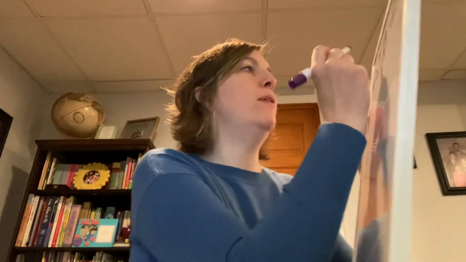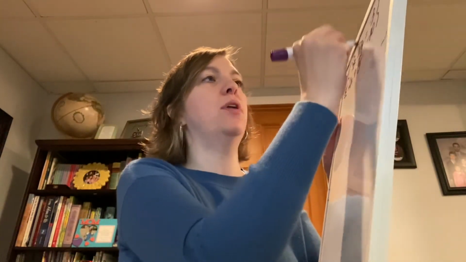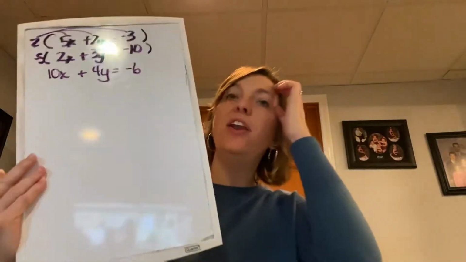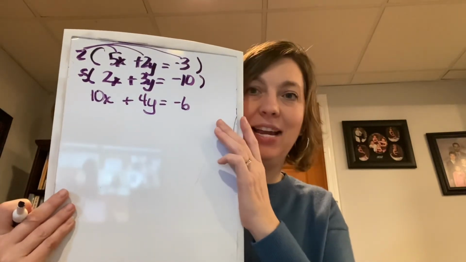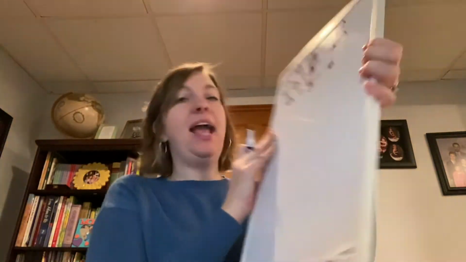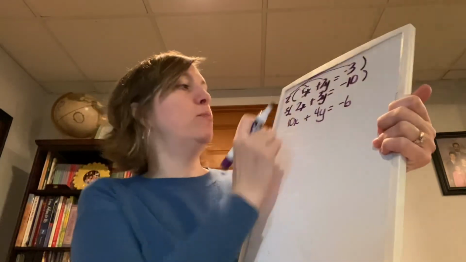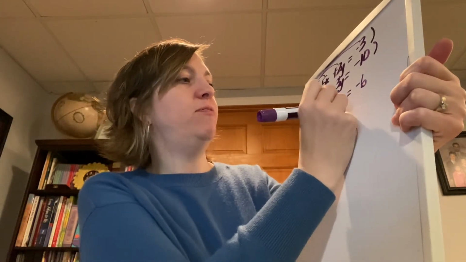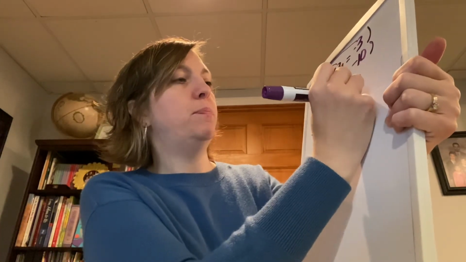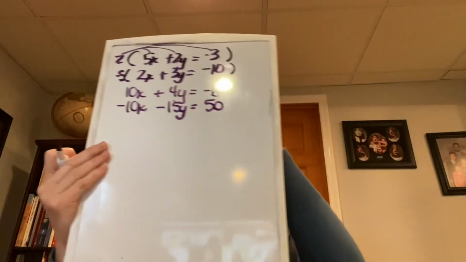So let's make our equivalent equations. Don't forget the 2 has to go to all. So if the 2 goes to all, then it's going to be 10x plus 4y equals negative 6. I cannot reiterate enough how important it is to watch your signs. Watch that you distributed fairly. All right, now, the next one I'm distributing a -5. Even more crucial to watch my signs. -10x minus 15y equals +50. All right? Super important.